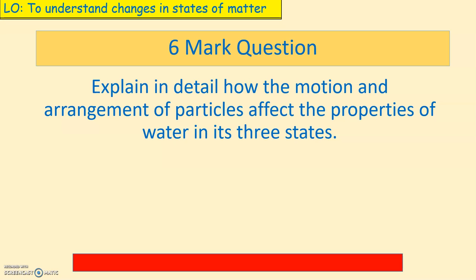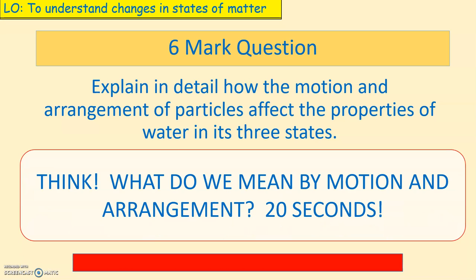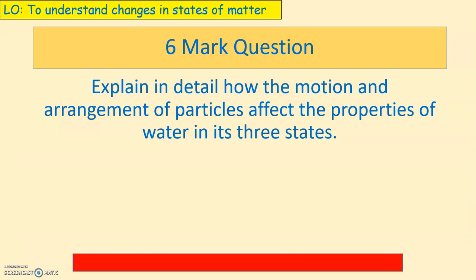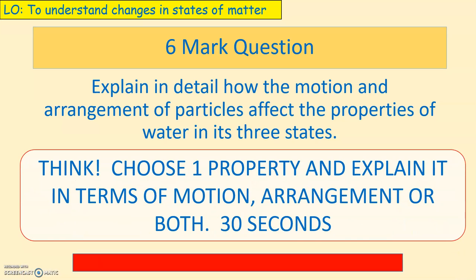Now, the next task I'll ask you to do is, what do we literally mean by motion and arrangement? 20 seconds, write it down. Okay. Now this is the next thing you're going to do, okay? Choose one property and explain it in terms of motion and arrangement, or both, for 30 seconds. Again, pause the video and attempt it.